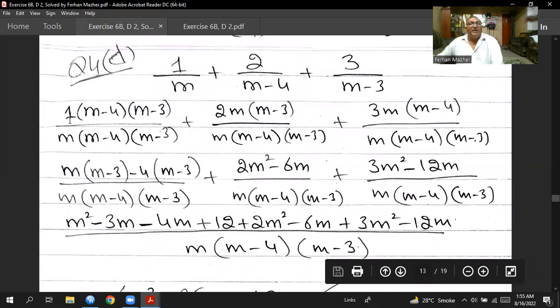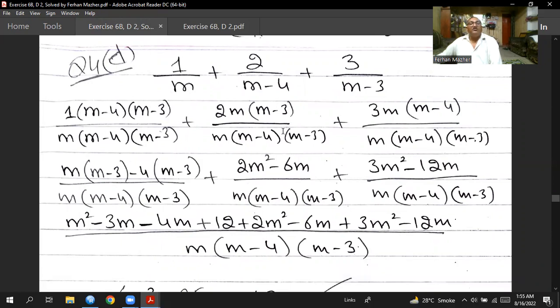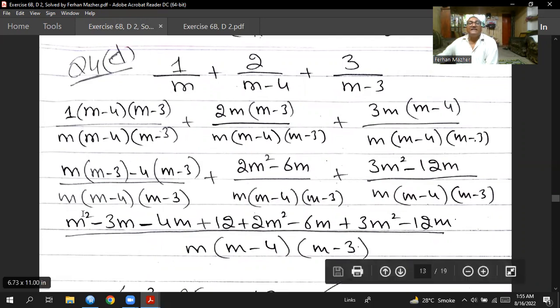Okay, so here I have multiplied with the m minus 4, m minus 3 brackets, upstairs and downstairs. In this one, I have multiplied upstairs and downstairs both with m into m minus 3. You can see that. And here I have multiplied with m bracket m minus 4. Now you can see the denominator is exactly the same, m bracket m minus 4, m minus 3. All of them have the same denominator.